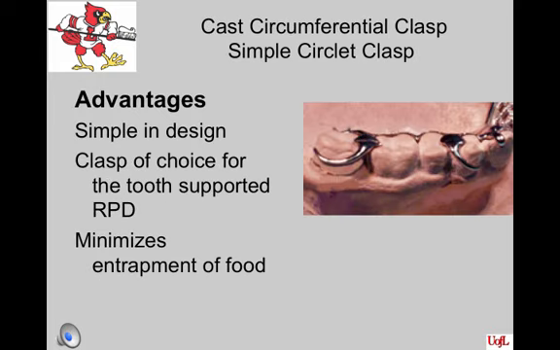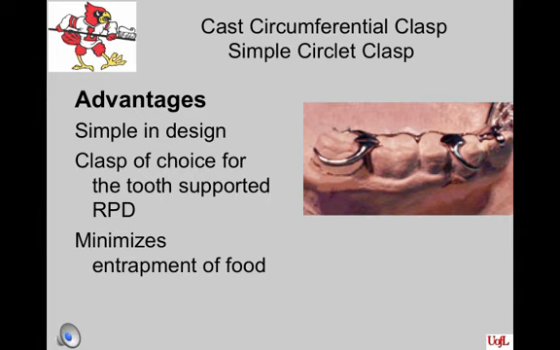We are going to begin to talk about our suprabulge clasps. They are clasps that are predominantly used in the tooth-supported removable partial dentures because they do not accommodate for movement of the prosthesis. The first is the simple circlet cast circumferential clasp.